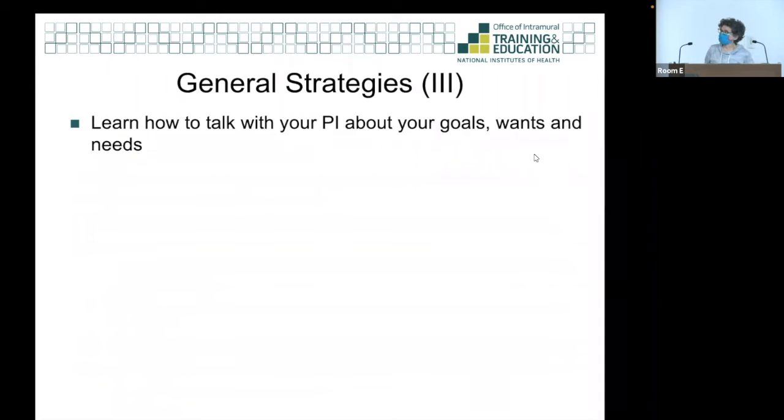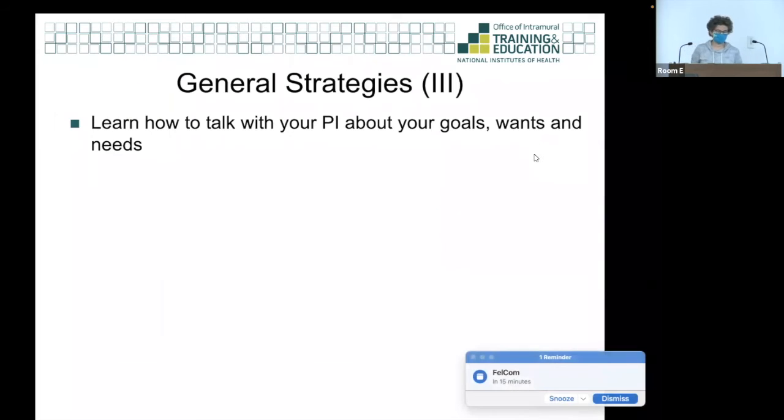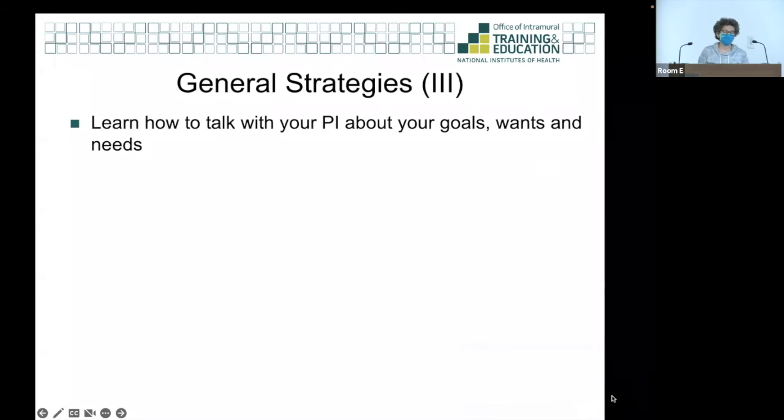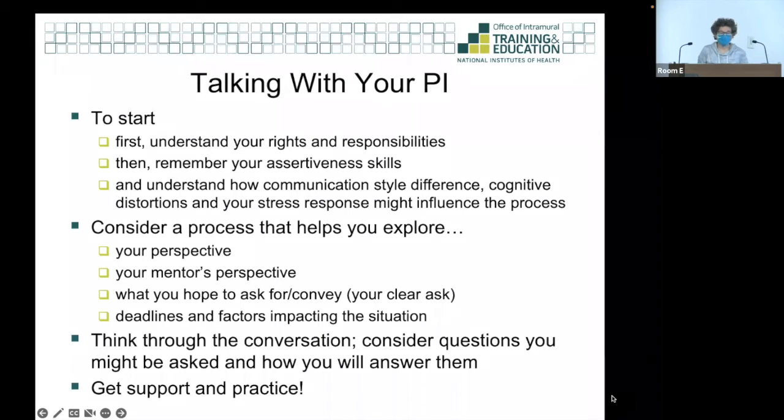Strategy number 3 for dealing with those risks of your PI also being your mentor is learning how to talk with your PI about what you need. Going back to unit 3, where we talked about assertiveness, right? You need to learn how to advocate for yourself. We talked at the start here about having other people advocate for you, and that's a really important thing. But a really equally important thing is advocating for yourself.